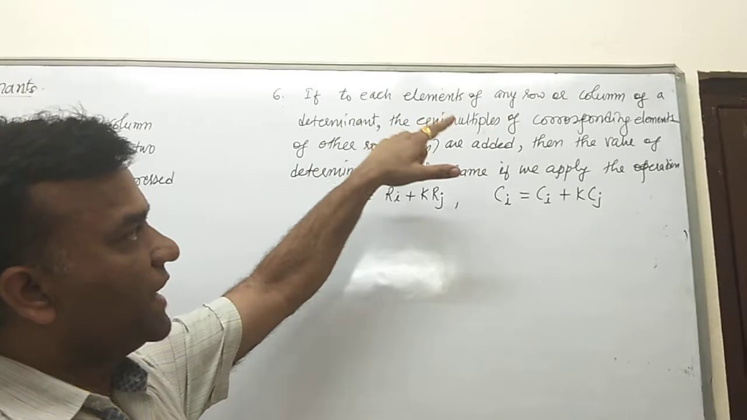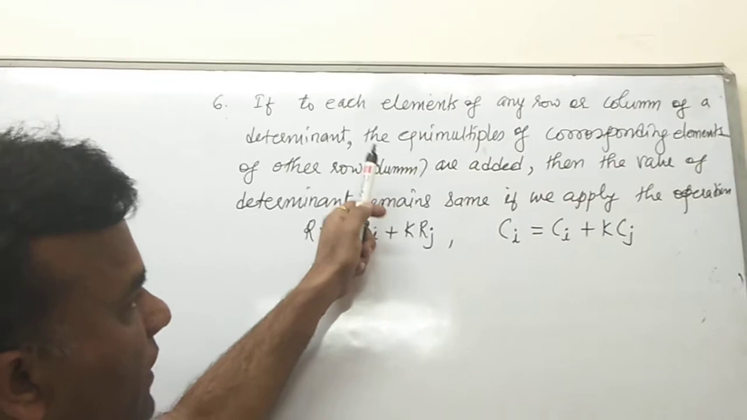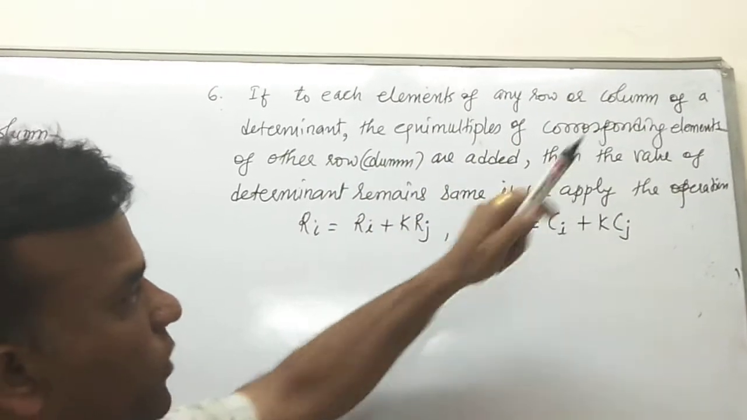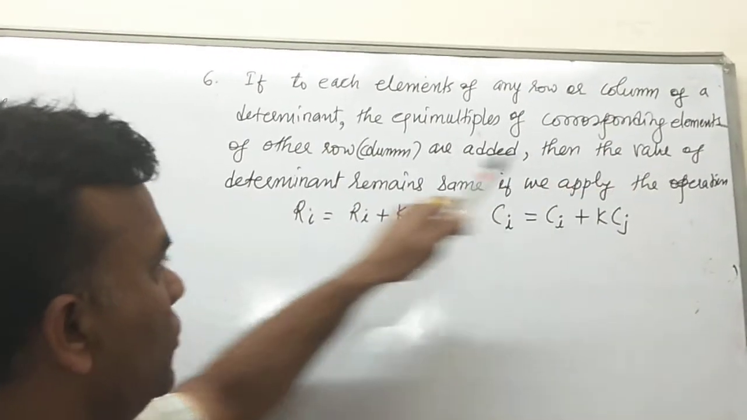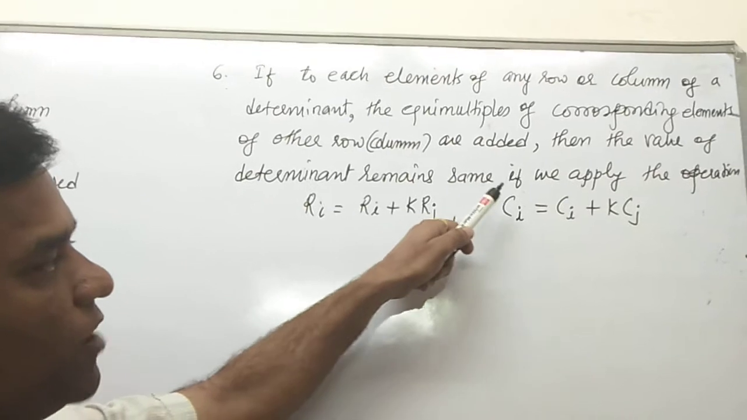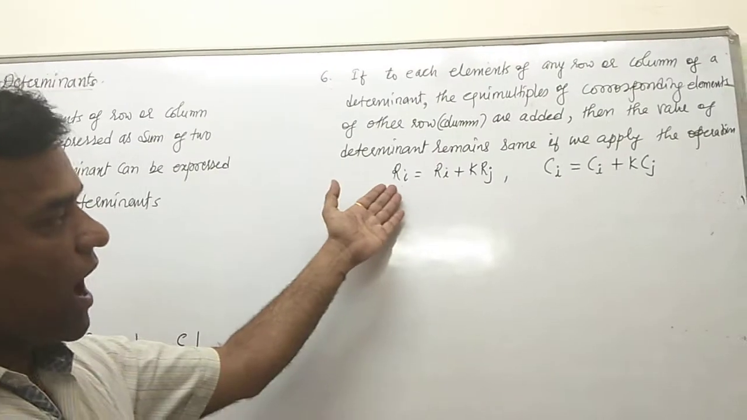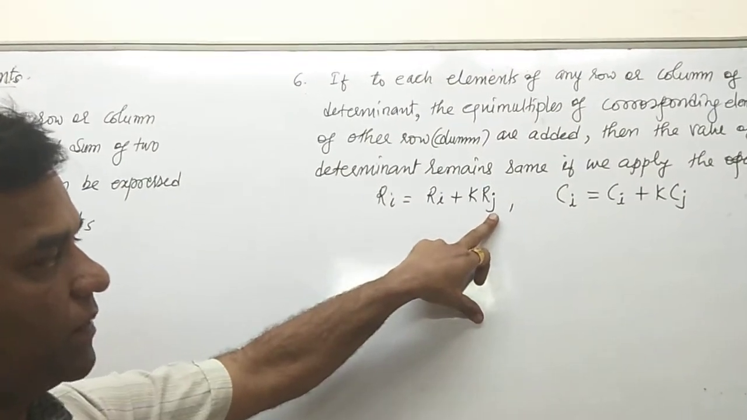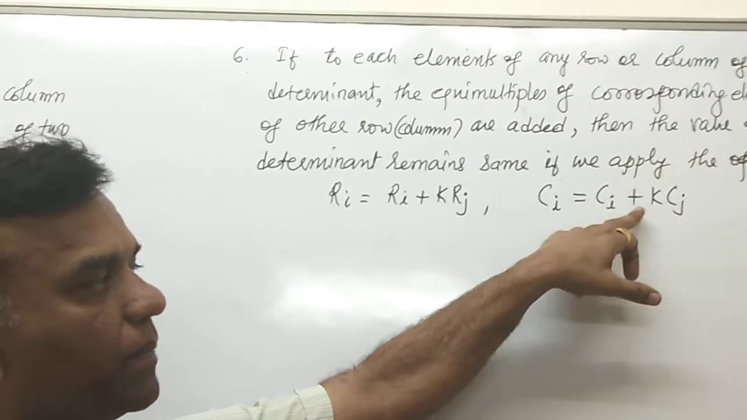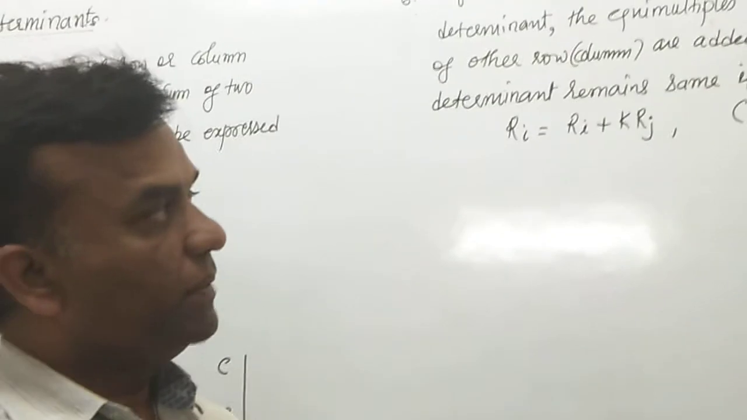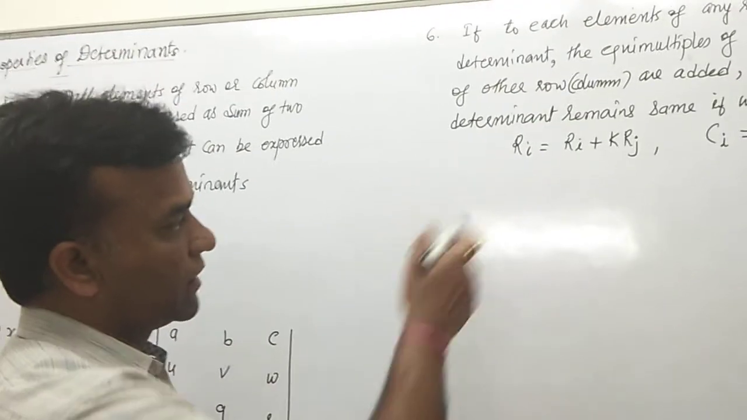If to each element of any row or column of a determinant, equimultiples of the corresponding elements of another row or column are added, then the value of the determinant remains the same. This means Ri becomes Ri plus k times Rj, and similarly Ci becomes Ci plus k times Cj. Here we write an example, because this is the statement, and we see how it applies to a given matrix.